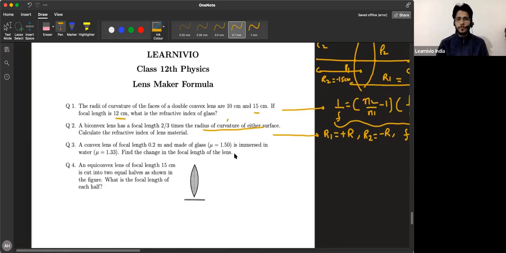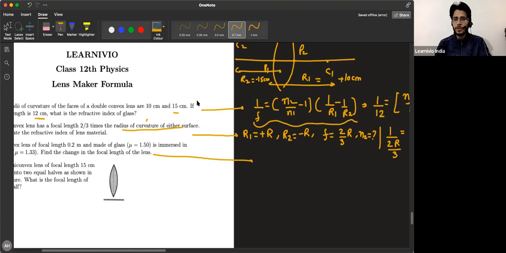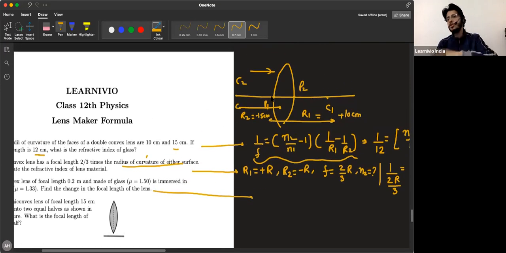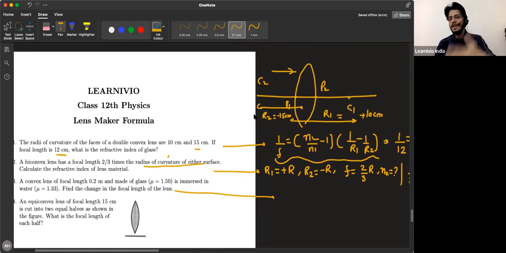Question number 3. You have a convex lens of focal length 0.2 meter made of glass, immersed in water of refractive index 1.33. Find the change in the focal length of the lens. So in air, focal length is 0.2. You're supposed to calculate the focal length of the lens in water. So at least from the first 2 questions, you get an idea that for a double convex lens, your R1 is positive, R2 is negative. So I will not write the sign convention again and again.